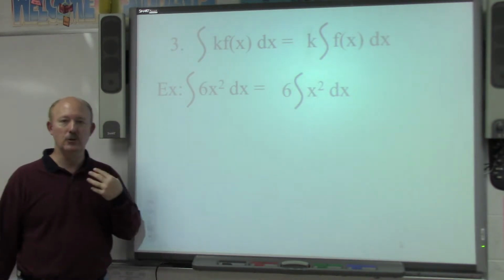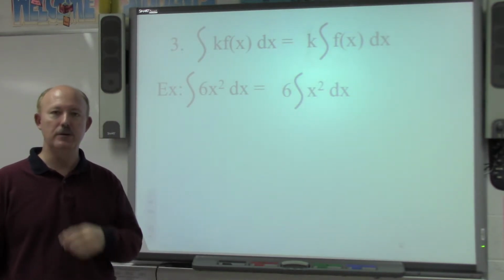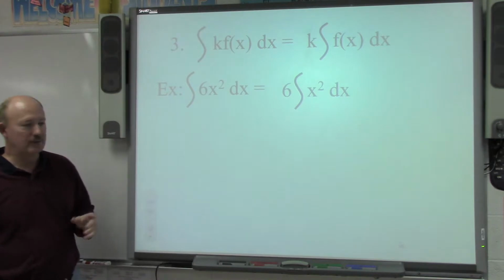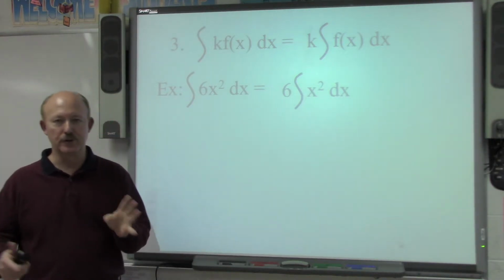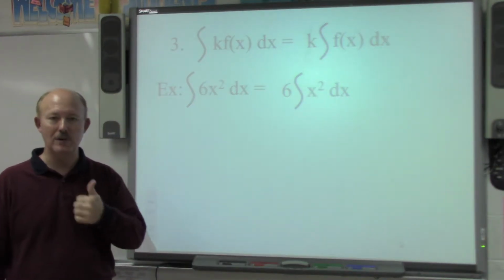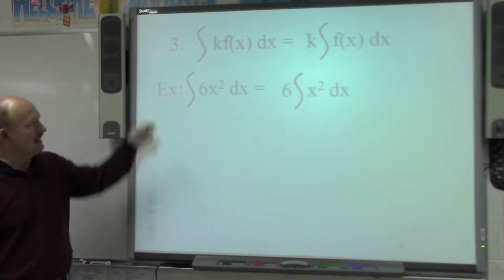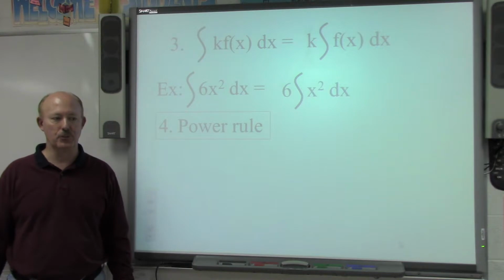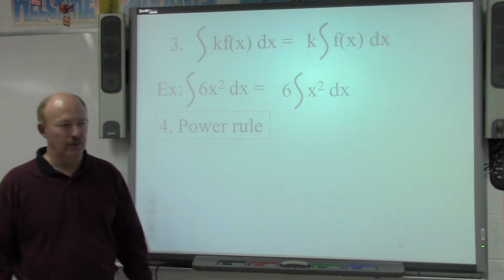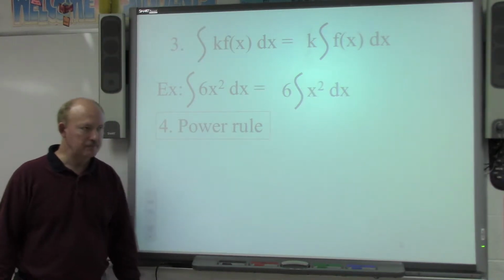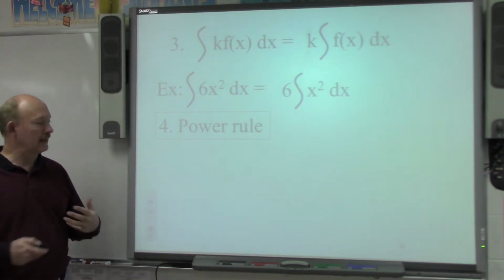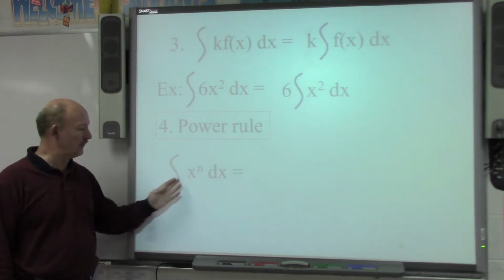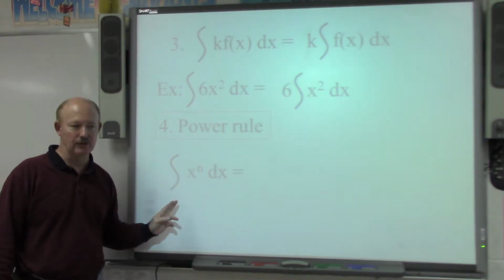Now, this brings us to rule number 4. This is the big one. Remember I said that when you look at the rules for derivatives, there are 4 major rules. For antiderivatives, you really only have one big rule, along with these little bitty rules, and that is the power rule for antiderivatives. The power rule goes like this: if you're finding the antiderivative of x to the n power dx.